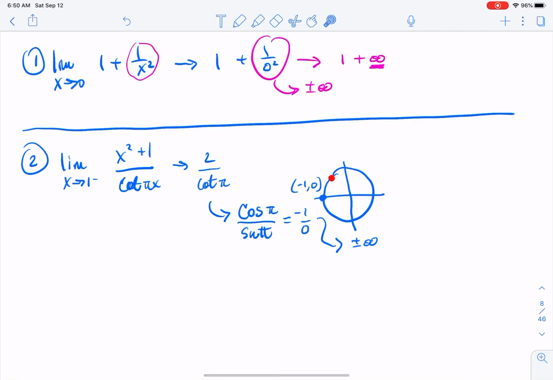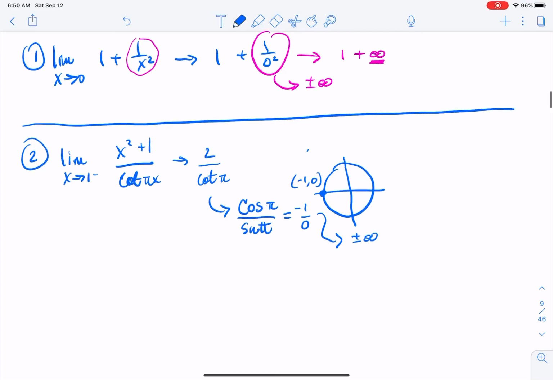It's in quadrant 2, that's right here. So in quadrant 2, our cosine is negative, but our sine is a positive number. So we would have essentially a negative divided by a positive, so that should go towards a negative, meaning that this is a negative infinity.